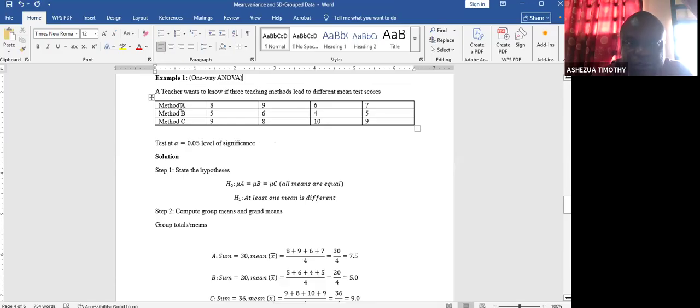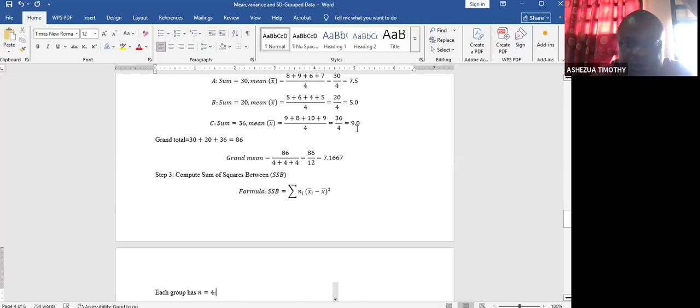Under method A, we have 1, 2, 3, 4. Our N1 is 4. Under method B, we have 1, 2, 3, 4. Our N2 is 4. Under method C, we have 1, 2, 3, 4. Our N3 is 4. Therefore, 86 all over 4 plus 4 plus 4 gives us 86 all over 12, which is equal to 7.1667.